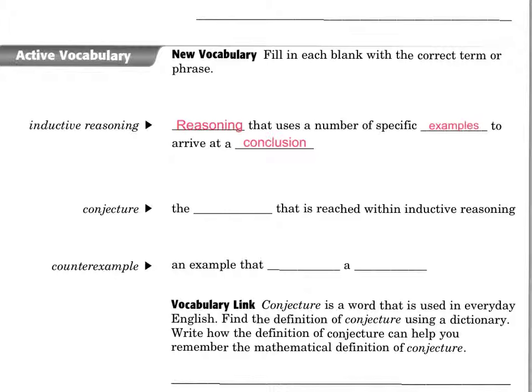Next, a conjecture. That is the conclusion that is reached within inductive reasoning. So once we figure out why something is happening based off of that pattern, that is called our conjecture. And lastly, a counterexample is an example that disproves a conjecture. It's an example, so it's not just explaining how something could be wrong, but giving a specific example of why that reasoning isn't correct.